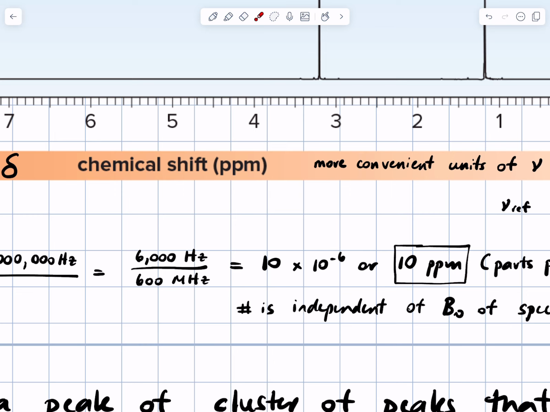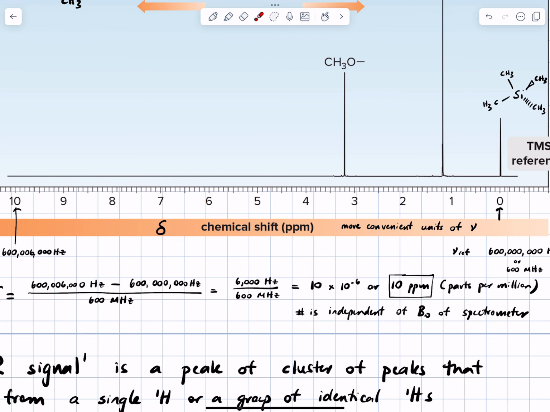I'm never going to ask you to do that math, but if you want to know, there is a direct connection between chemical shift in ppm or parts per million and frequency. Lower chemical shift is lower frequency. Higher chemical shift is higher frequency. Okay, questions about that? All right, and it's all relative to some reference frequency.